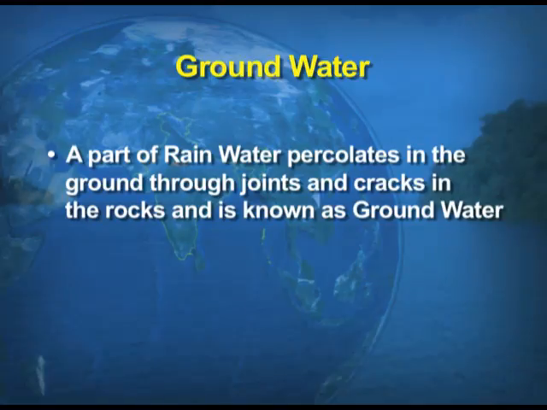Now, after surface water, we are going to take up another type of source of water, which is known as groundwater. A part of the rainwater percolates in the ground through the joints and the cracks in the rocks, and that water is known as the groundwater. About 60% of the groundwater is confined to the upper layers of the soil. So, that means if the percolation goes deep into the soil, then only in the lower layers we can find the moisture in the soil. Otherwise, that remains on the upper layers of the soil only.